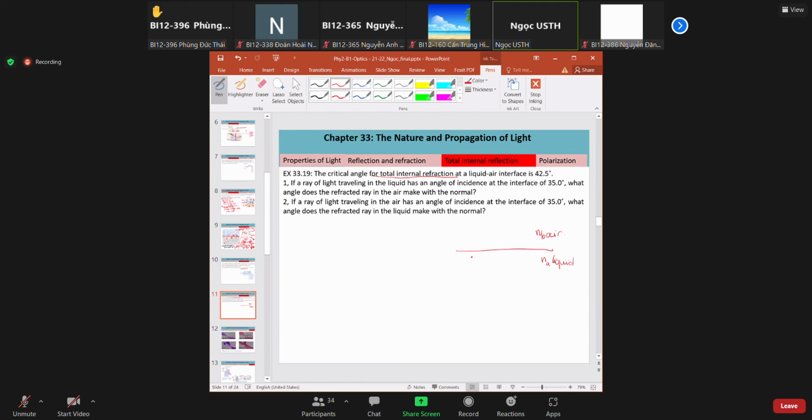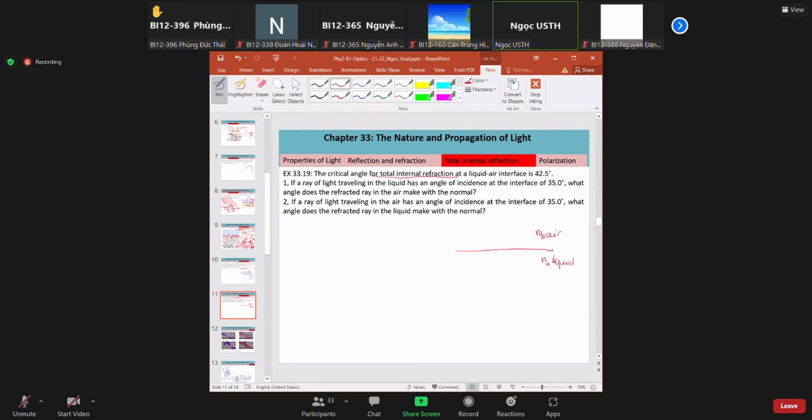Why? Because here it said that the light traveling in the liquid has an angle of incidence. Or maybe it's another reason. The refracted ray in the air. You said, because we have the total internal reflection, it means the light has to travel from the medium which has the highest index of refraction. Right? Yeah. Okay, it's just an extra question to make sure that you understand the problem.